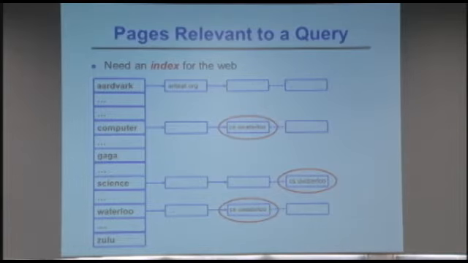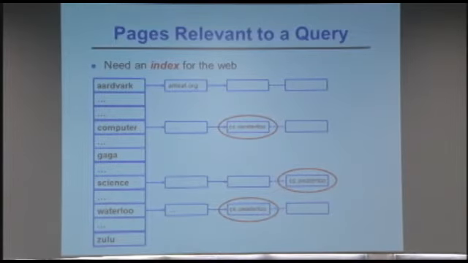There may be other pages, but basically this is the idea, that for each word in the query, you find all the pages that contain this word, and then you do an intersection of the sets. So I find all the pages that talk about computer science and Waterloo. But the next question is how to rank the pages.